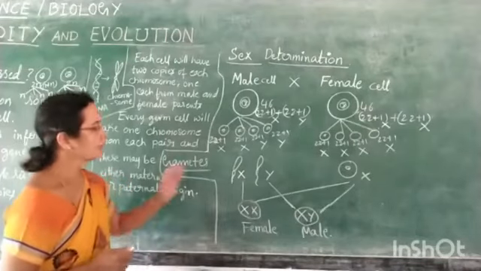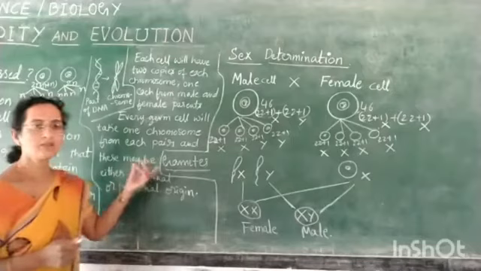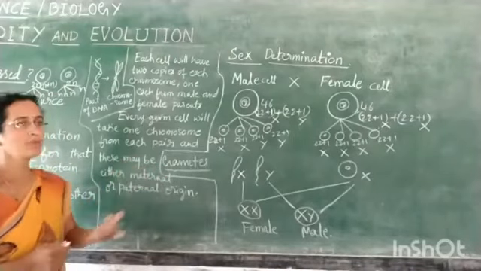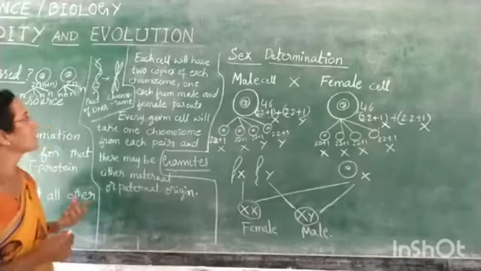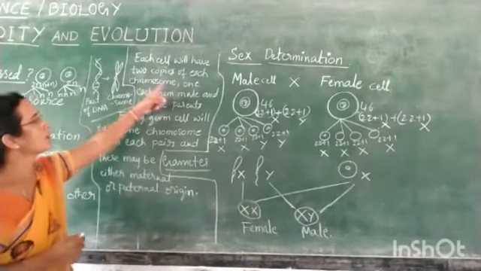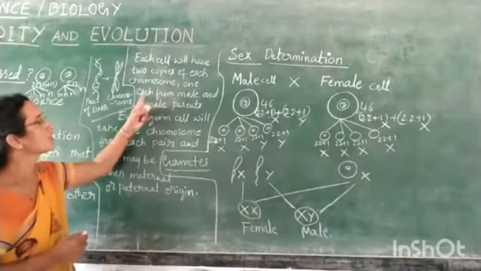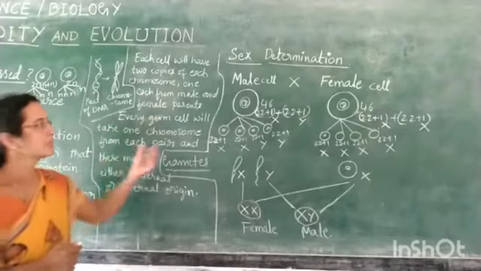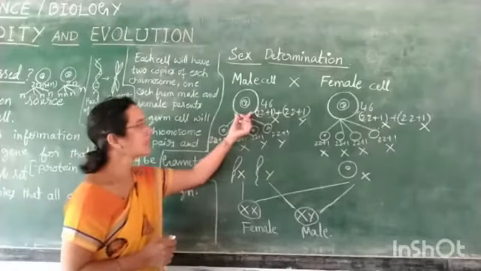Before that, here we will learn how these characters are transferred from parents to offspring. Here each cell will have 2 copies of each chromosome, one each from the male and female parents. See, suppose this is a reproductive cell in the male.